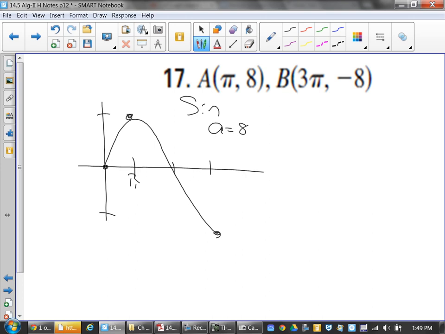What is the distance between pi and 3 pi? Double it. So your period is 4 pi. Set that equal to 2 pi over b. What is b again? B is 1/2. So your final equation, how? Multiply by b, divided by 4 pi. What's 2 pi divided by 4 pi? Half. There's your b. So you get y equals 8 sine 1/2 x. I got it. All right.